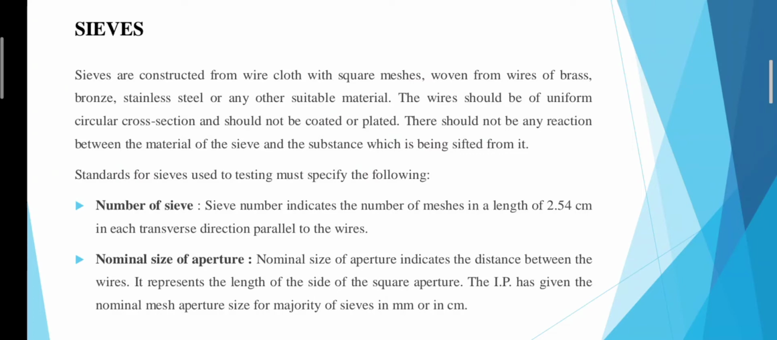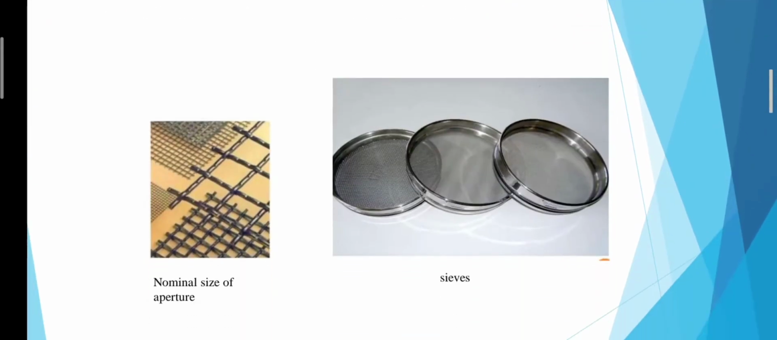Second standard, nominal size of aperture. A nominal size of aperture indicates the distance between the wires. It represents the length of the side of the square aperture. The IP has given the nominal mesh aperture size for the majority of sieves in mm or in centimeter. Here see what is sieves, and nominal size of aperture means in square. Sieves, everyone knows sieves. There are different types of sieves according to their mesh sizes.